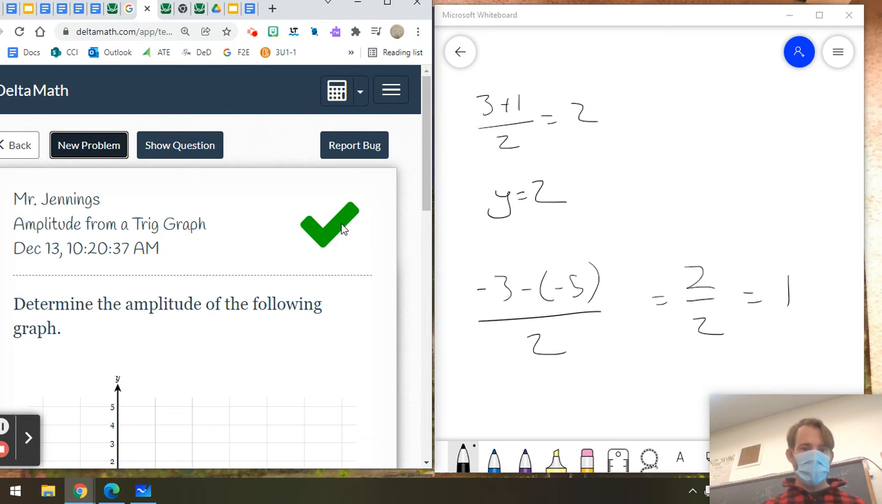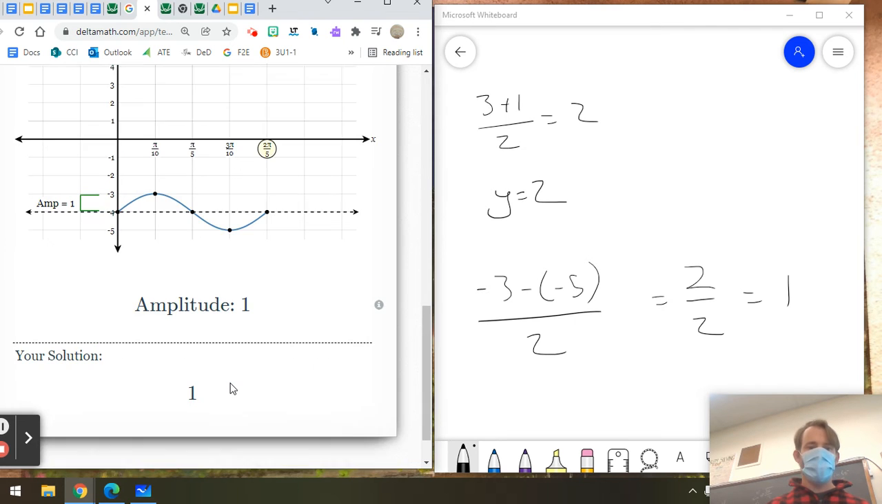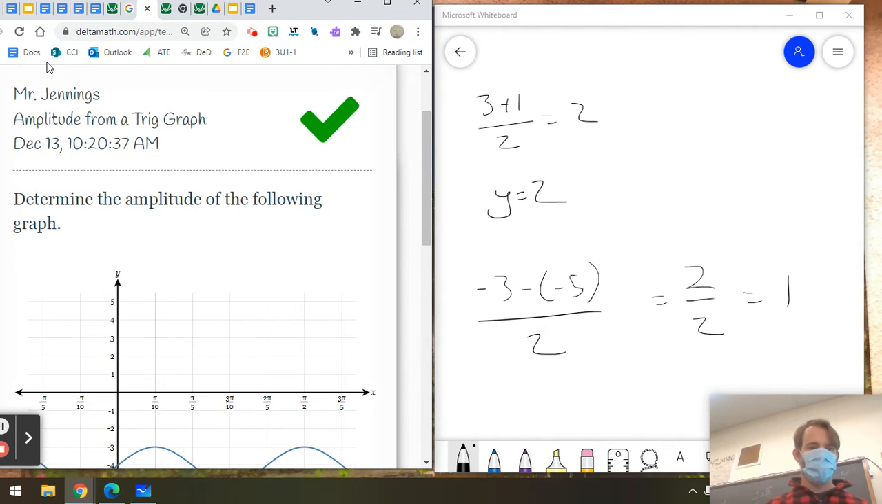Hooray! And then you want to look through and see that it shows one complete cycle. All right, great. The amplitude is the distance that the maximum rises over the axis, or the distance that the minimum falls below the axis. That's how we find 1 there.